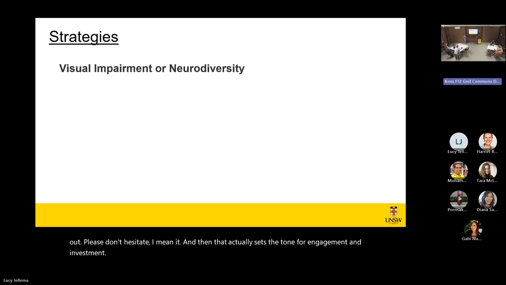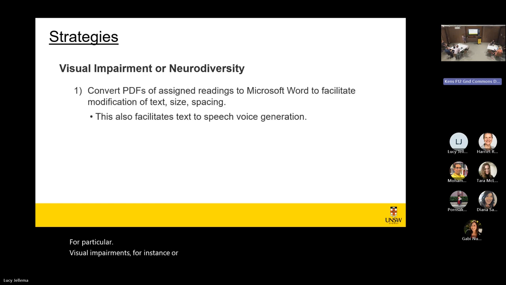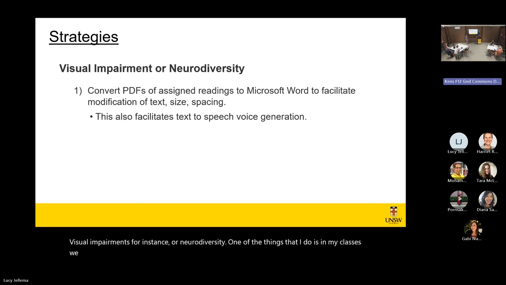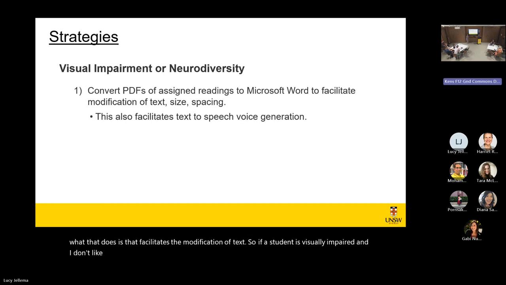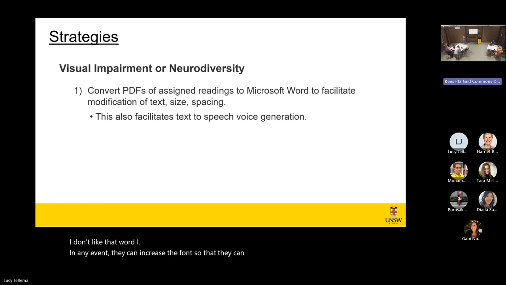For particular visual impairments, for instance, or neurodiversity, one of the things that I do is in my classes, we have written texts, and so I convert the PDFs of assigned readings to Microsoft Word. What that does is that facilitates the modification of text. So if a student is visually impaired, and I don't like that word, in any event, they can increase the font so that they can actually see it. They can space it accordingly. And this also facilitates text-to-speech voice generation.